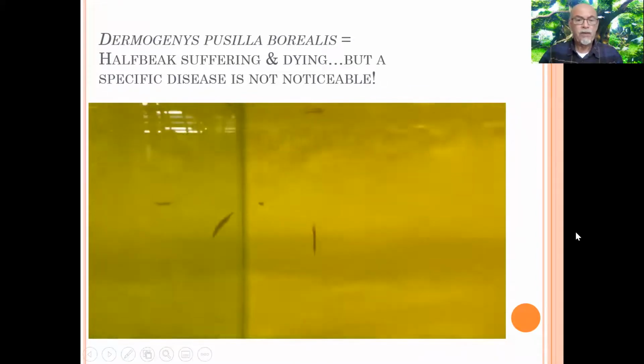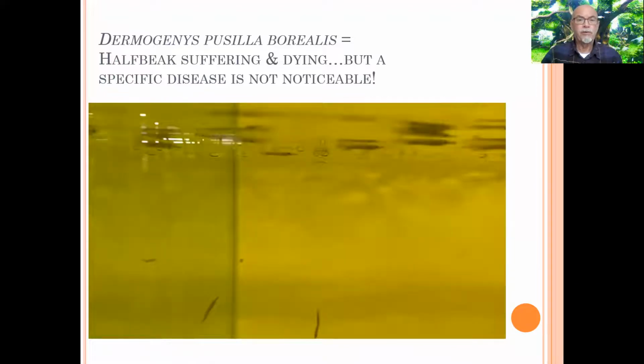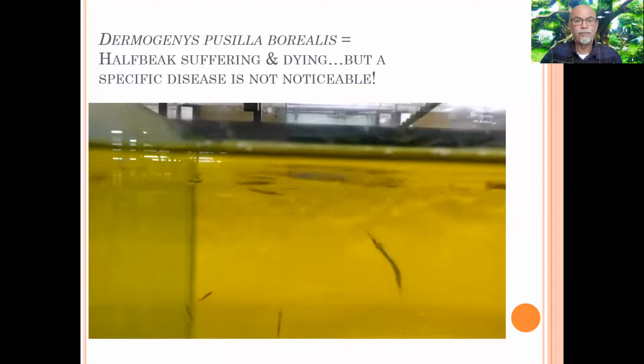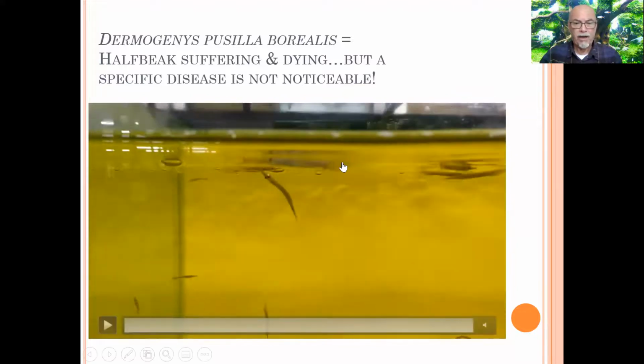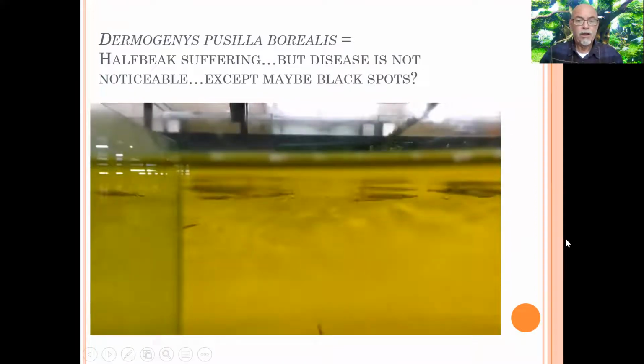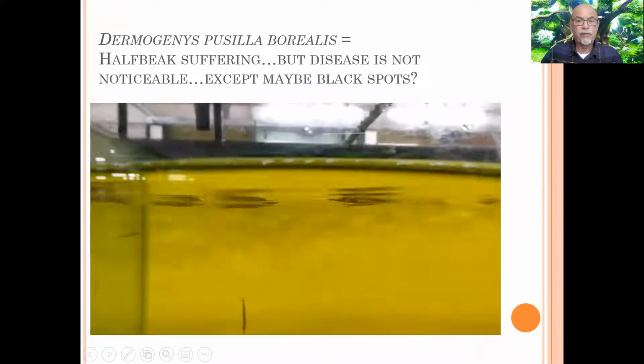And with the naked eye, it's very difficult to identify a specific disease. You see them, that's typical, the behavior of the halfbeak, hanging at the surface because they are surface eaters, eating small insects floating on the water and some leftover food. And here we have another observation of the fish in the tank.